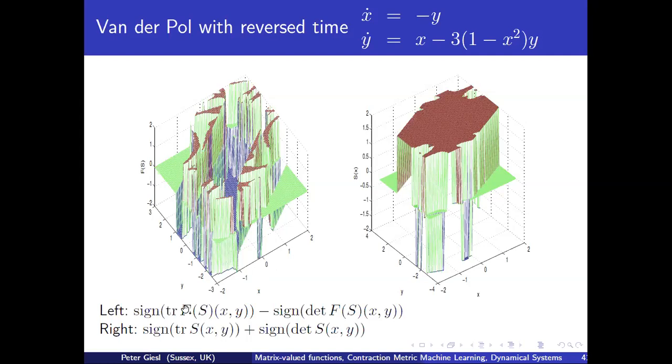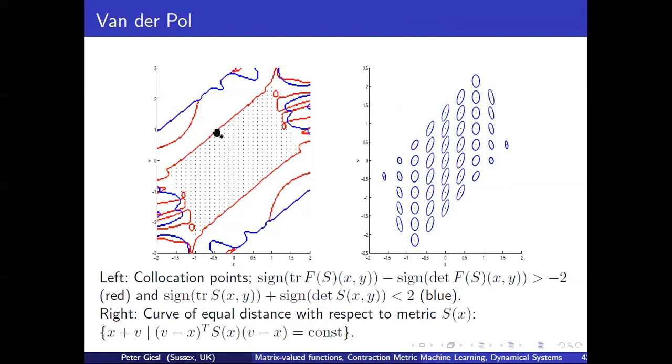Now, this time I've basically just plotted the right sign of f of s. So if the sign of the trace minus the sign of the determinant is -2, that's the error down here, then that's contracting, so f of s is negative definite. And the same here for s, if the sign of the trace plus the sign of the determinant is +2, then s is positive definite.